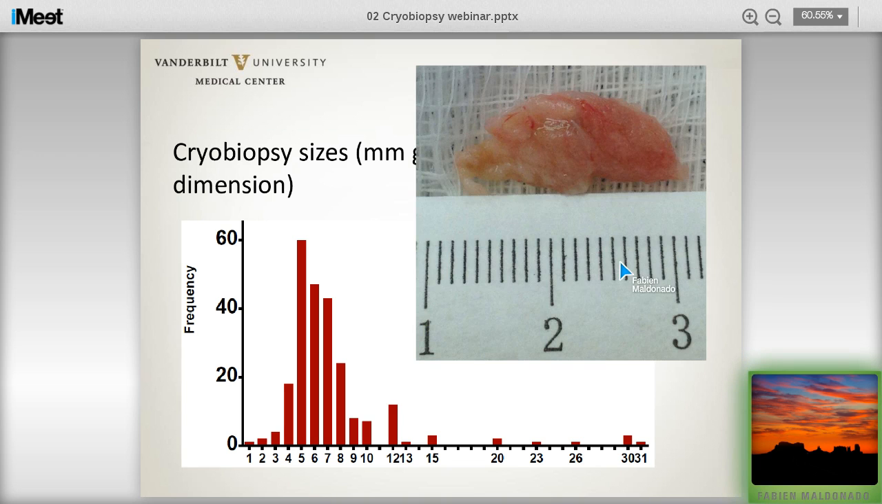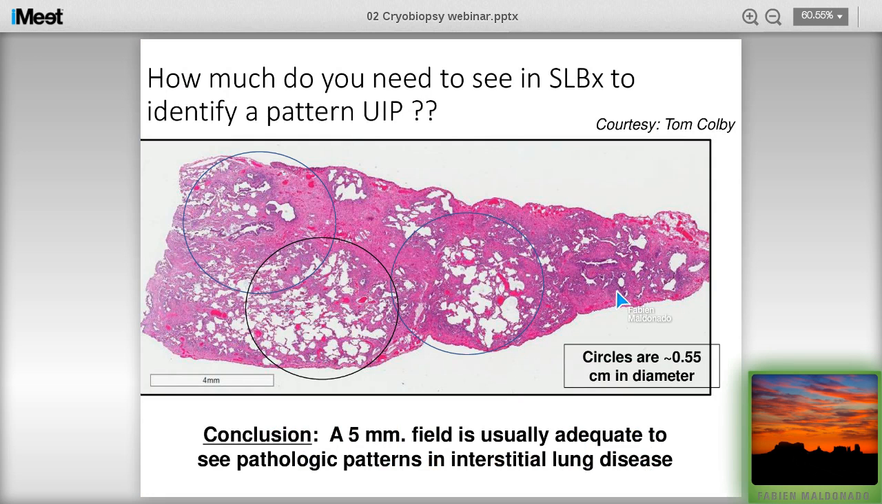And here it is. It's pretty impressive, I think, and this was obtained in a patient without much complication. But you can see that we're now talking about biopsy sizes that start to approach what you could get with a wedge resection. Next slide, please.